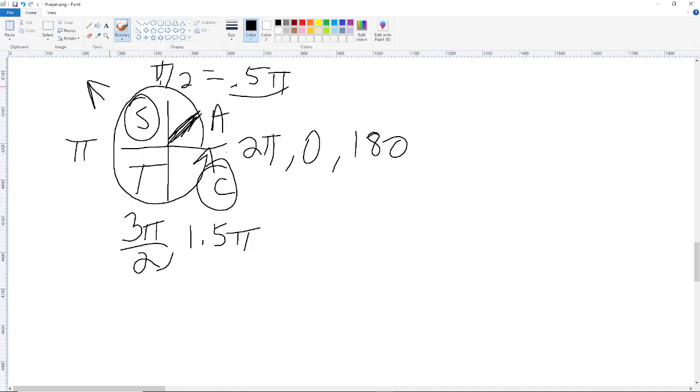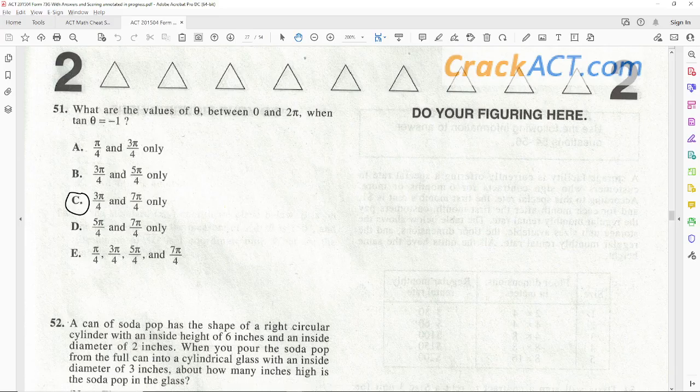5 pi over 4 is the next one. 5 divided by 4 is 1.25. 1.25 is over here somewhere between 1 pi and 1.5 pi. Tangent is positive there. So 5 pi over 4 is out. So again, we've eliminated B, because with 5 pi over 4, tangent can't be negative. It's in the wrong quadrant. And D also has 5 pi over 4. So now we've eliminated everything except C. And C is the answer.